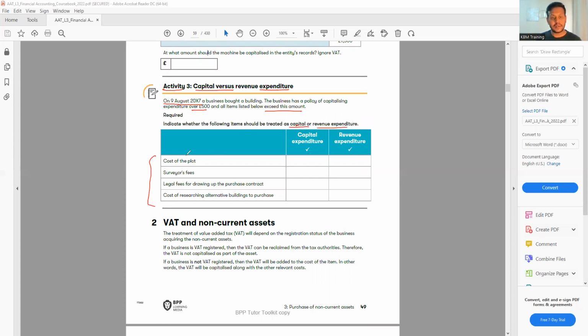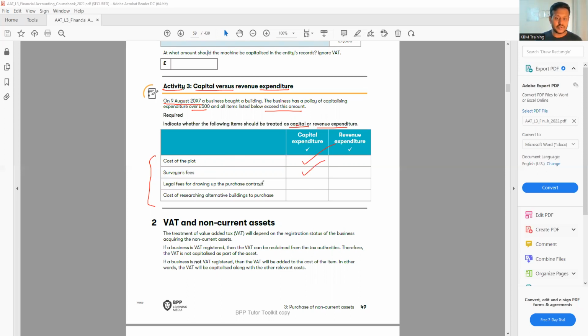The first one we have here, cost of the plot. If I buy a plot or a land, the cost of the plot is always capital expenditure. Remember that it is always capital expenditure. The next one is surveyor fee. Surveyor fee is a fee that is necessary to buy the land. Without paying the surveyor fee, we will not be able to buy the land. So it is part of the cost. So we say it is also capital expenditure.